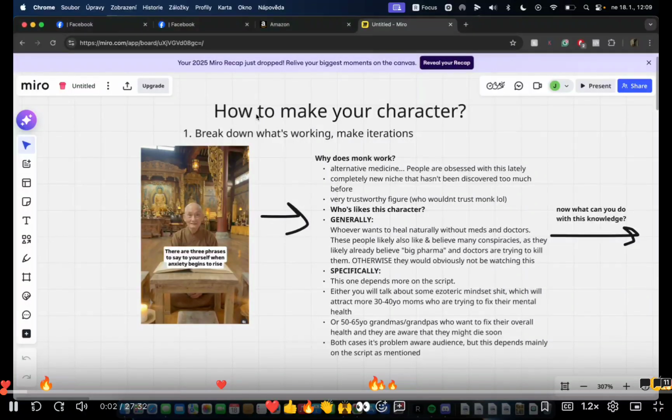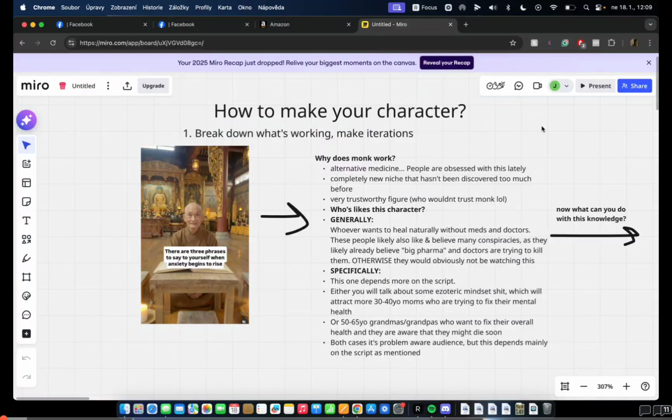What's up, guys? So here we have how to make your character for page drawing videos or for your influencer page. This is a question that a lot of you guys have been asking. So yeah, I thought it would be nice if I just break it down a little bit more.